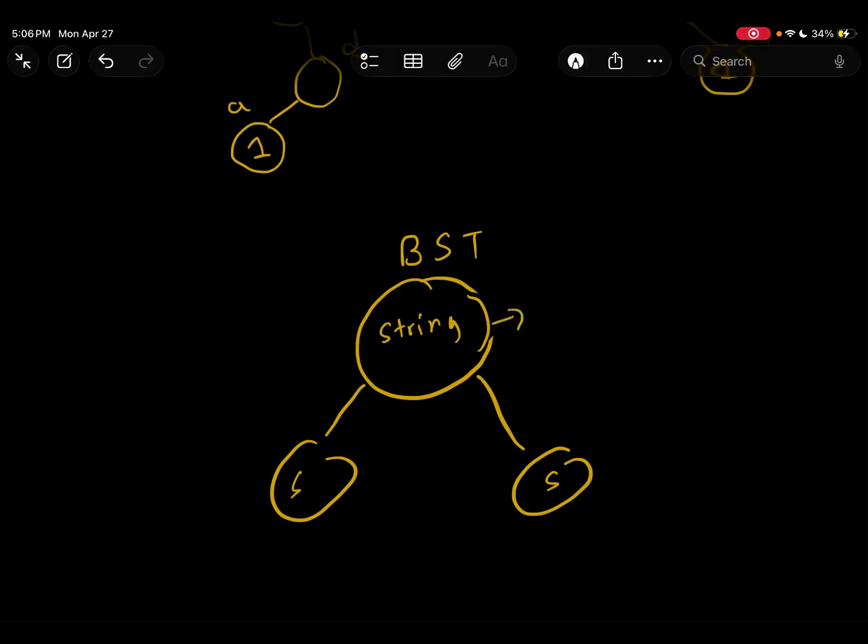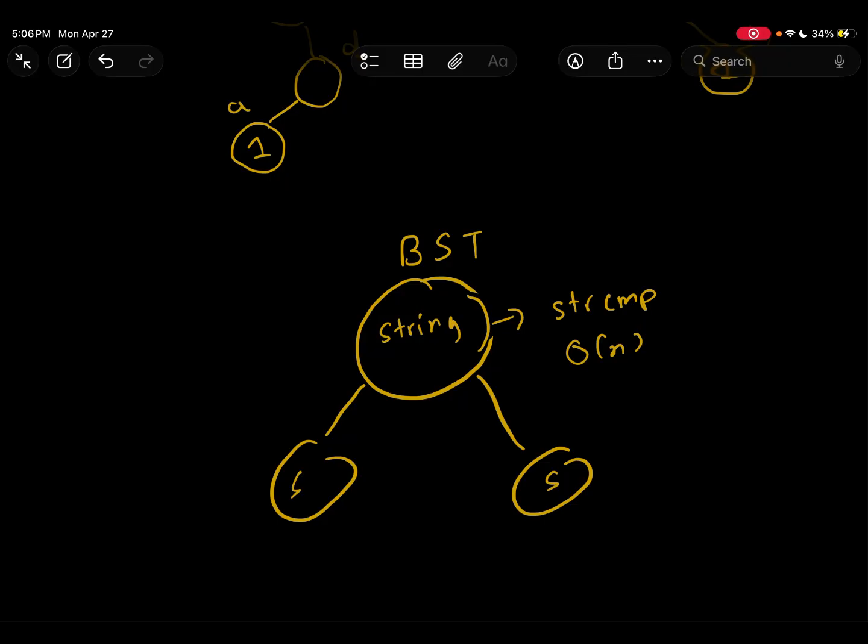At each node, I have to run string compare, and the time complexity for string compare is O of n. So this is bad, right? And at worst, the height of the binary search tree can be n. So it's just like n squared, essentially. This is really bad, so this is why we don't want to do this.